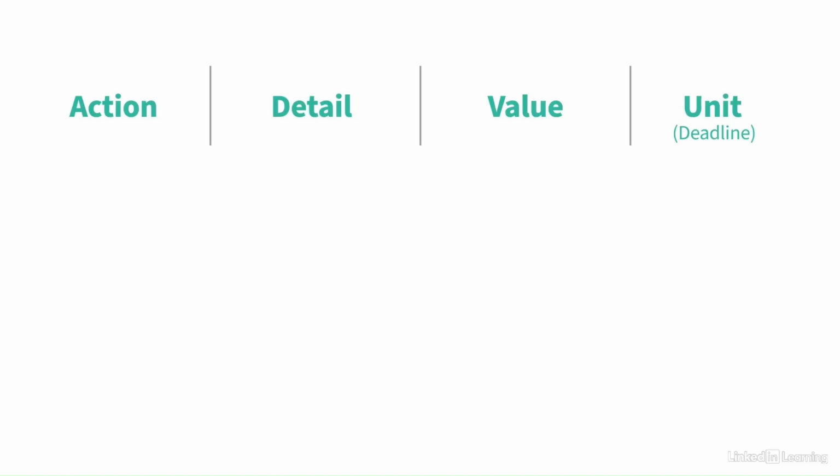An action, this is what you need to do. A detail that explains that a bit more. Then a measurable value and a unit. And until when does this need to be done? Let's look at a few examples.